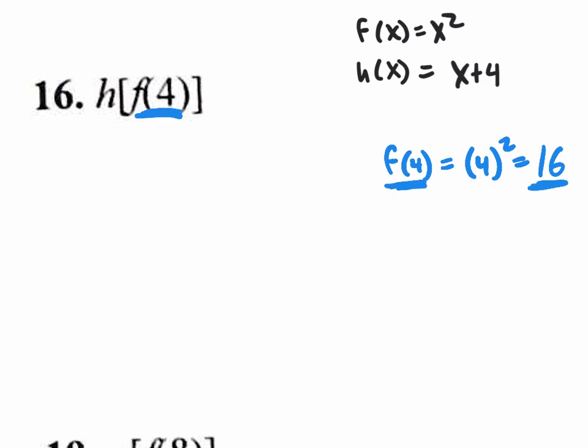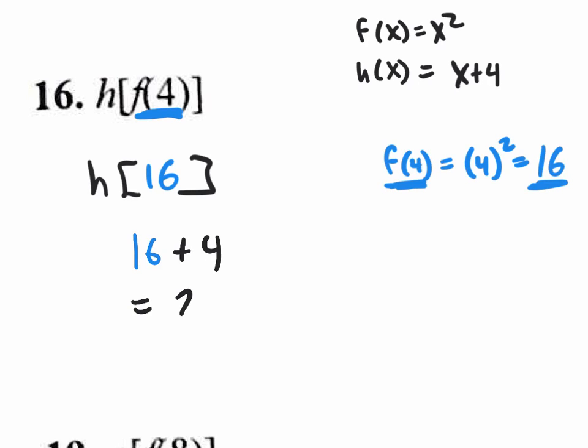So right here where it says f of 4, what am I going to put right there? 16. So I really have h of 16. So now let's actually work out h of 16. Well, here's the h of x function. And what are we plugging in? We're plugging in a 16 right in there. So that's really going to be 16 plus 4, which equals 20. And again, what equals 20? The whole thing equals 20. The h of f of 4.